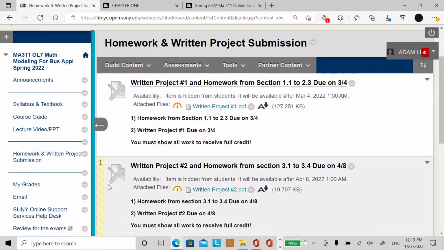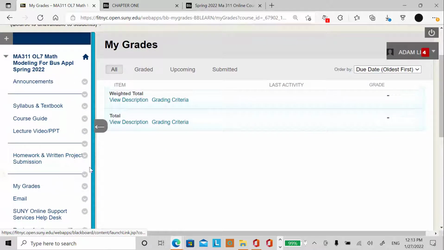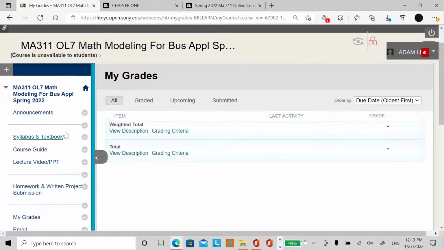And that's pretty much everything. Then you can check the grade. Once you submit your written project, I will grade it shortly. You have to check your grade and progress right here. And again, feel free to email me any question about the course or any general questions.